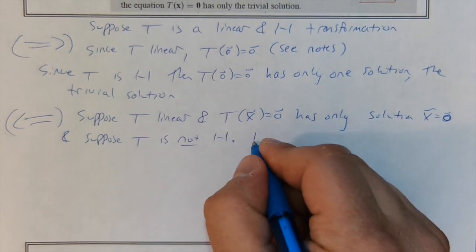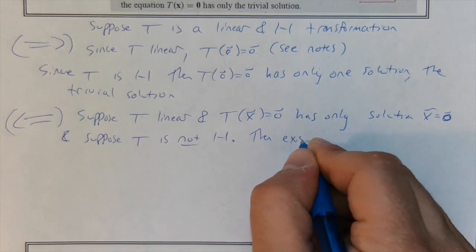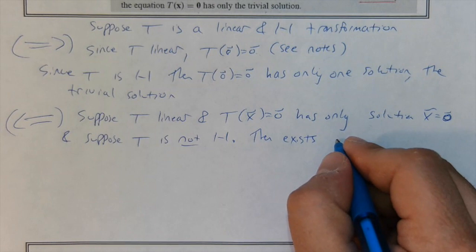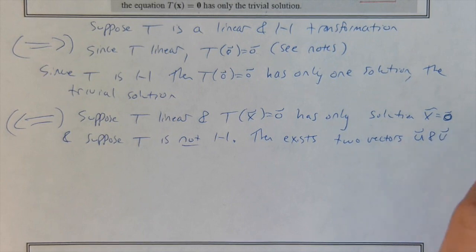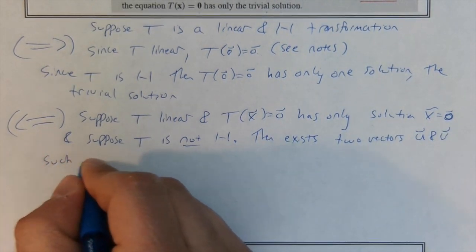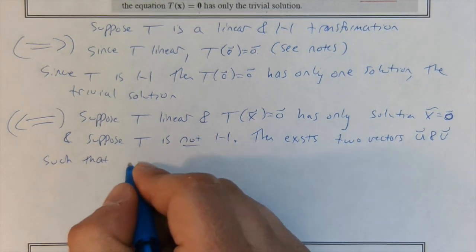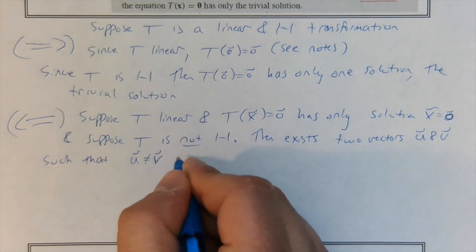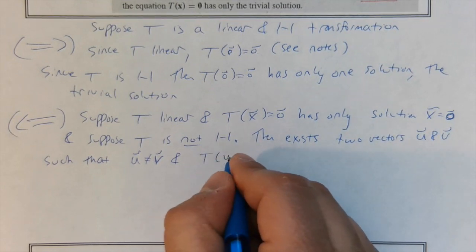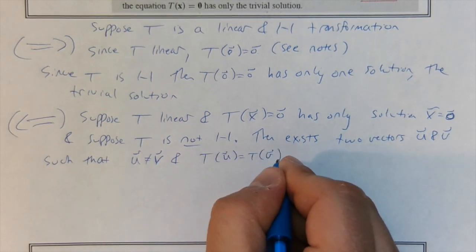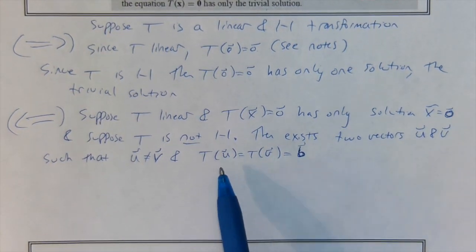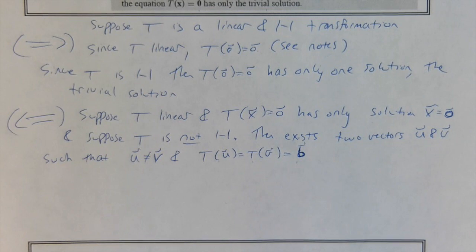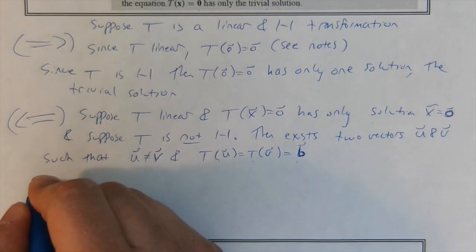So if T is not one-to-one, then there must be two vectors that get sent to the same place, right? So that means there exist two vectors, let's call them u and v, such that they're not the same, but they get sent to the same place. So T of u equals T of v, which equals some vector b. Right, that's the definition of not being one-to-one. Two different vectors getting sent to the same place. This leads to a contradiction because of the following.